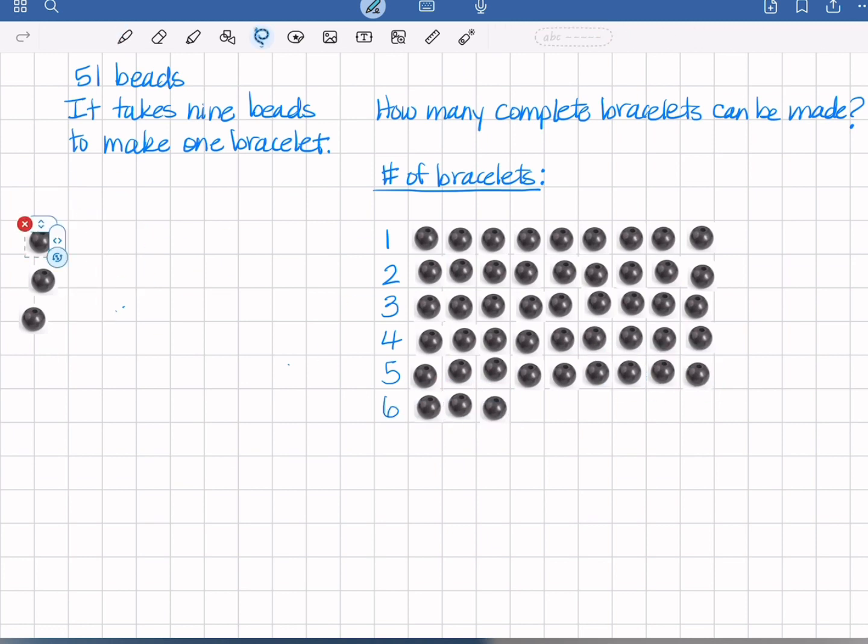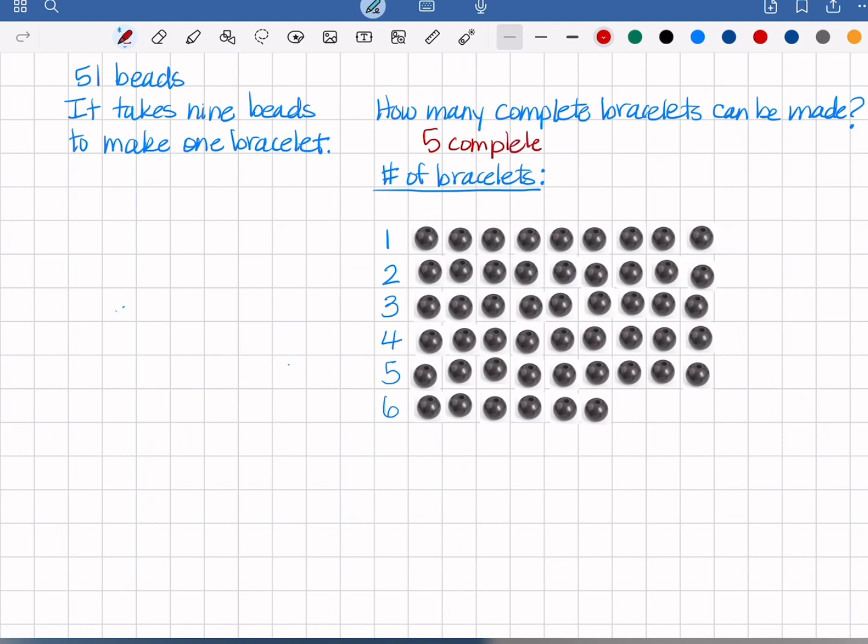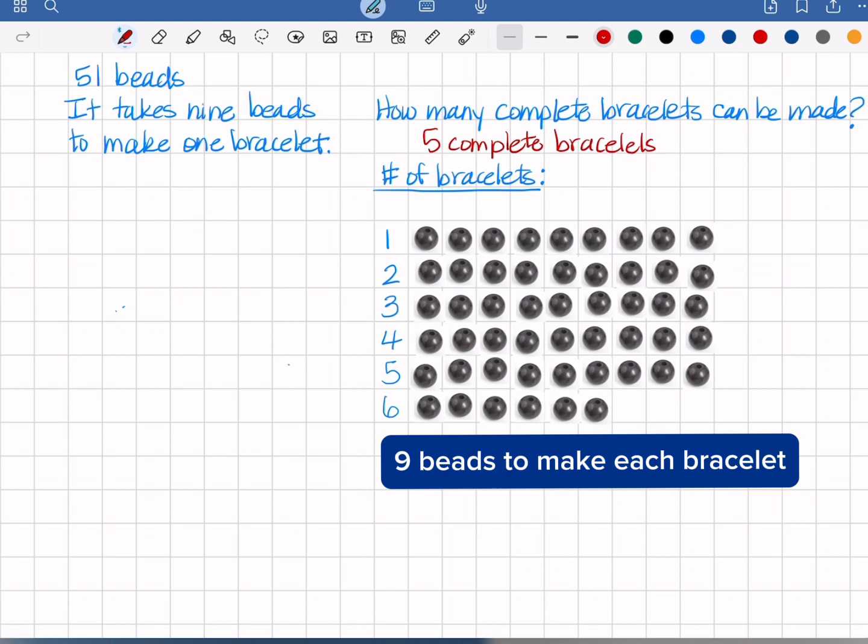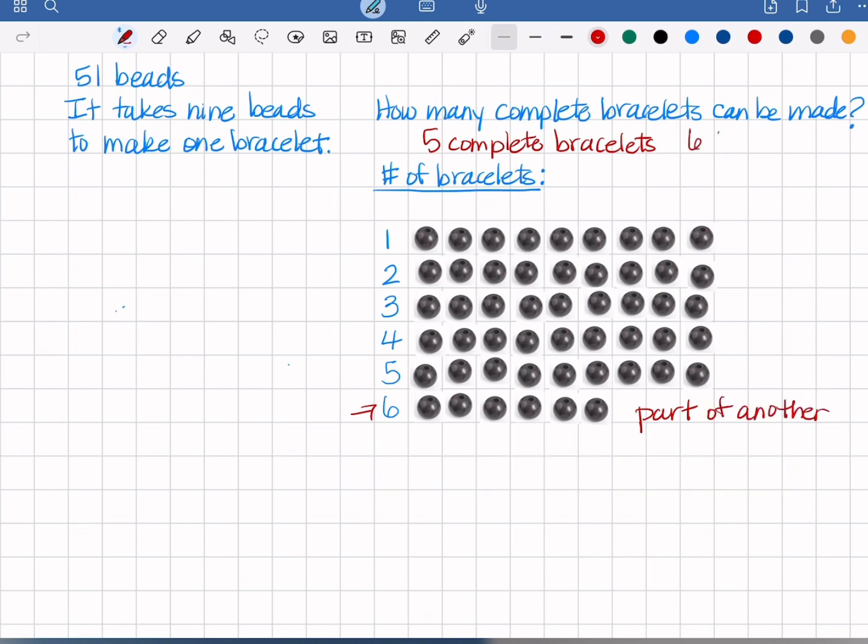And that's where the interpreting piece comes in, because here they see that they can make 5 complete bracelets because they have enough to make 5 complete bracelets. It takes 9 beads to make these. And they'll see when they get to that 6th one that they are only making part of a bracelet because they only have 6 beads instead of the 9 beads.